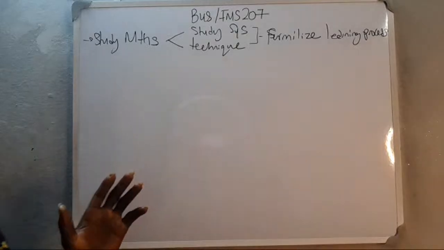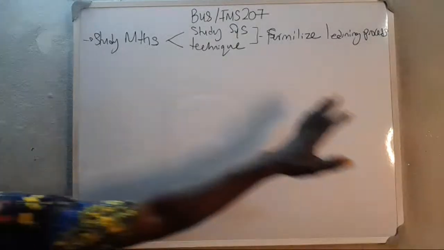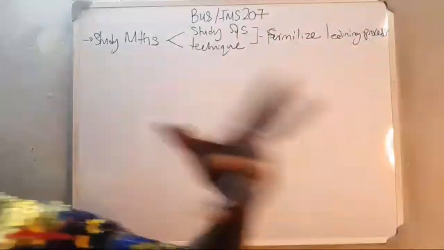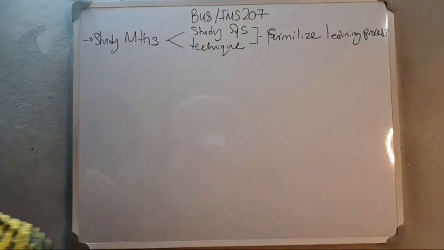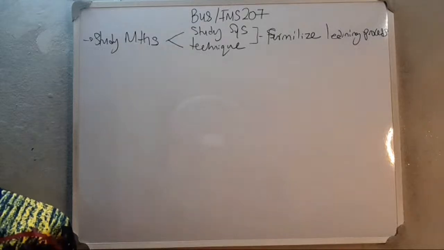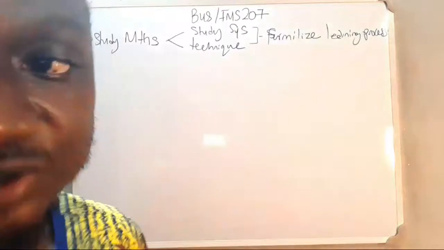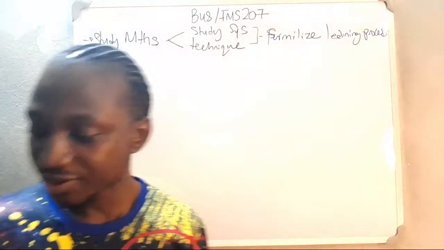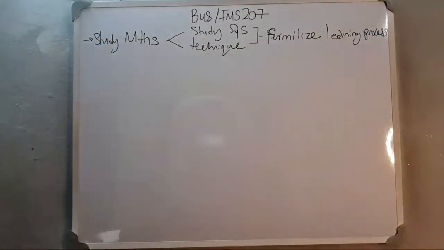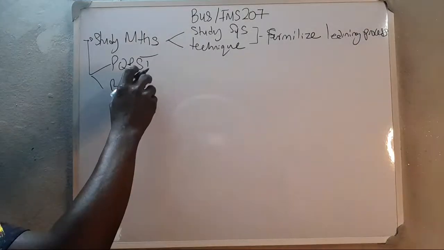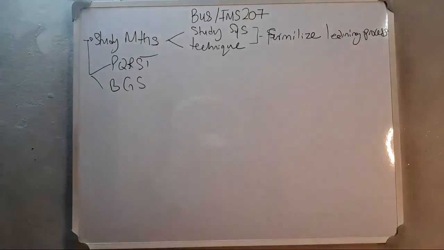What we just talked about is the definition of study method. Now, what are the strategies, what are the methods? We have two of them according to our material. We have the PQRST, and we have the black, red, green method. I gave an assignment yesterday, and very few of us responded. What seems to be the problem?